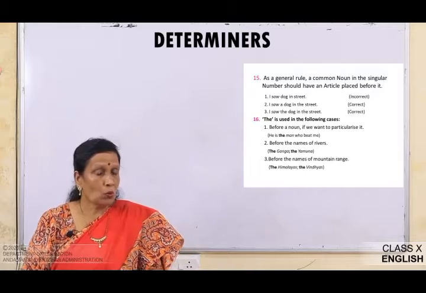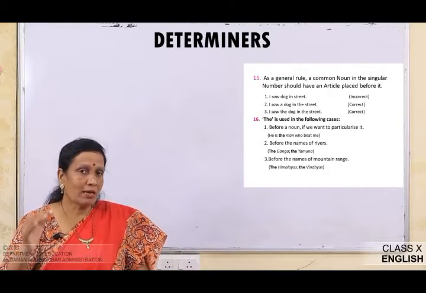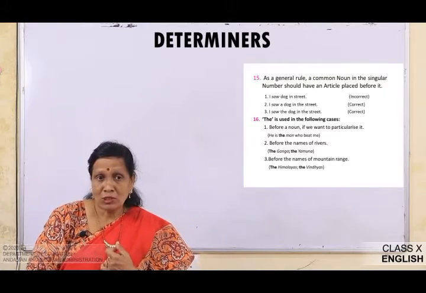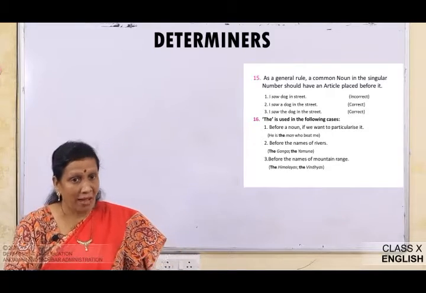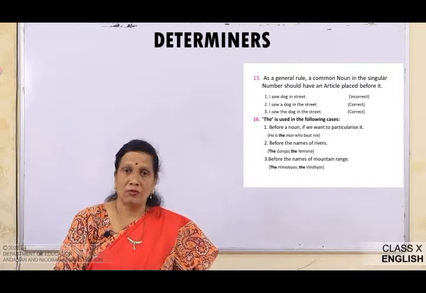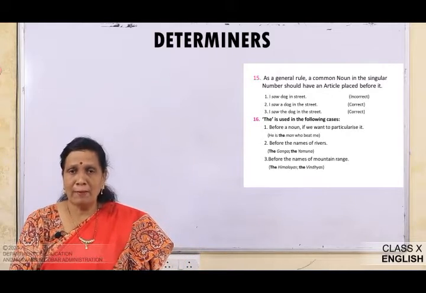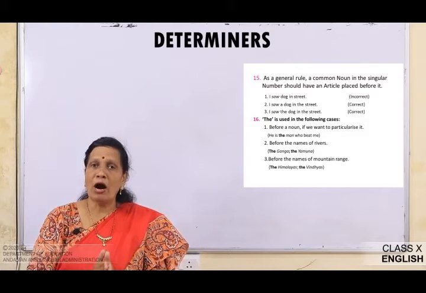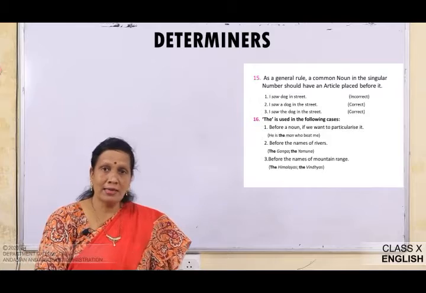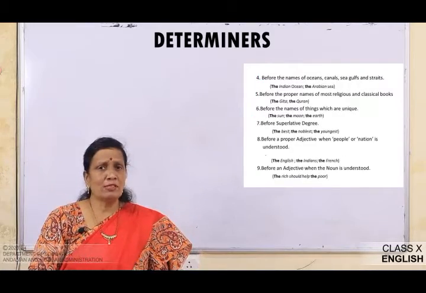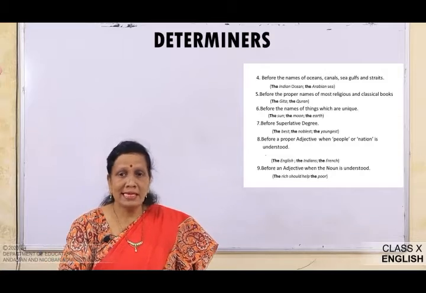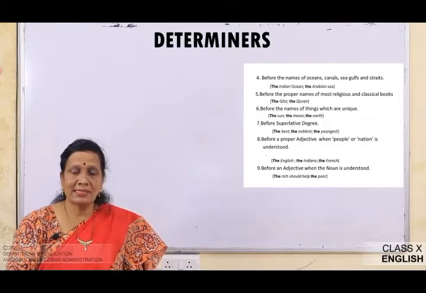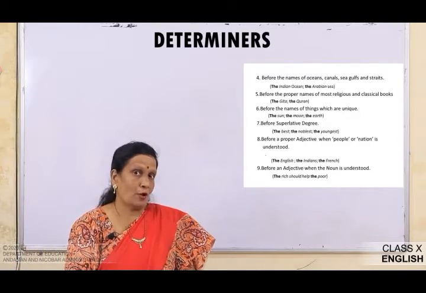"He is the man who beat me." So, I am talking about a particular man who beat me. Okay? So, I use the before the names of rivers, the Ganga, the Yamuna, the Brahmaputra, and before the names of mountain ranges, the Himalayas, the Vindhyas, before the names of oceans, canals, sea gulfs and straits, the Indian Ocean, the Arabian Sea, the Suez Canal, etc.